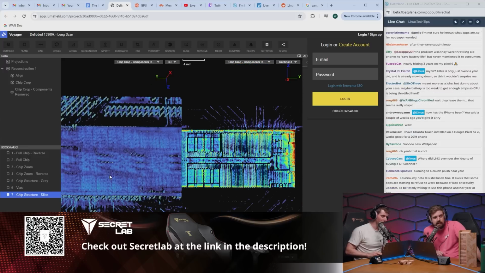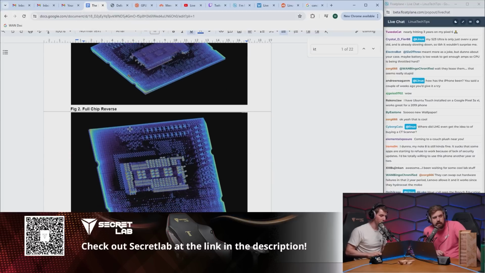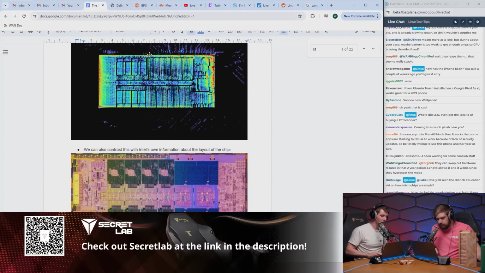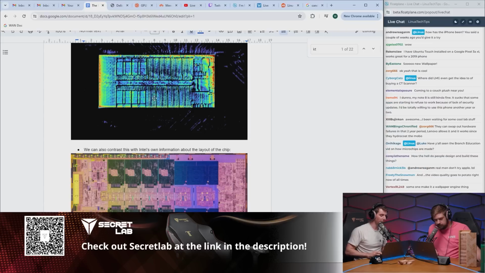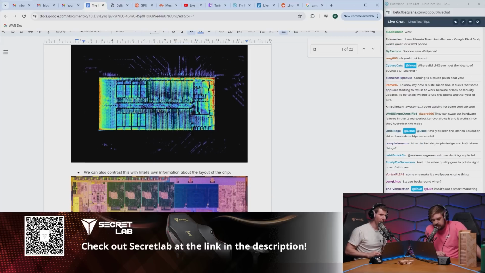Chip structure slice. Even if I don't fully understand what's going on. Hold on. No. There's an alternate view where they show us exactly what we're looking at. So here we can compare and contrast our own scan with Intel's own die shot. Oh, that's awesome, actually. Yeah, buddy.